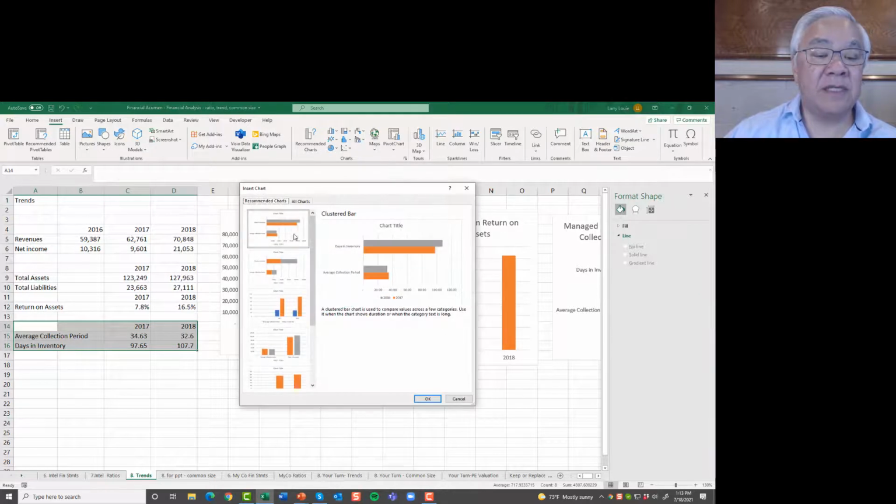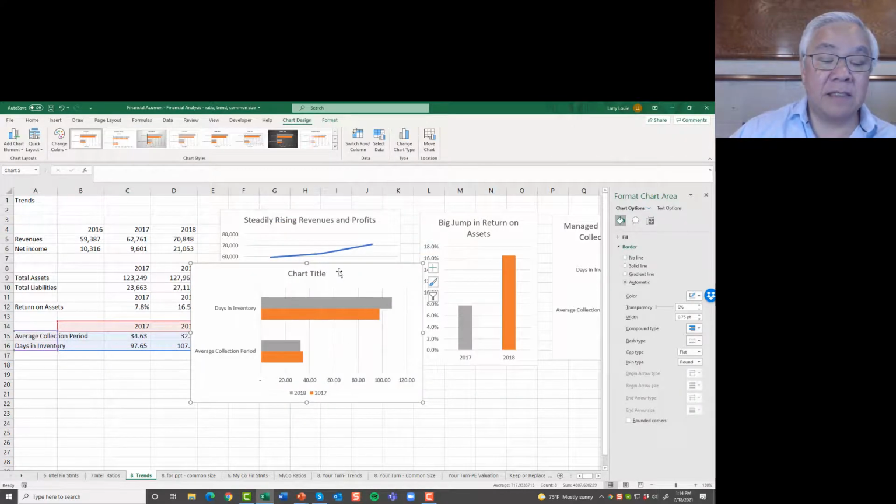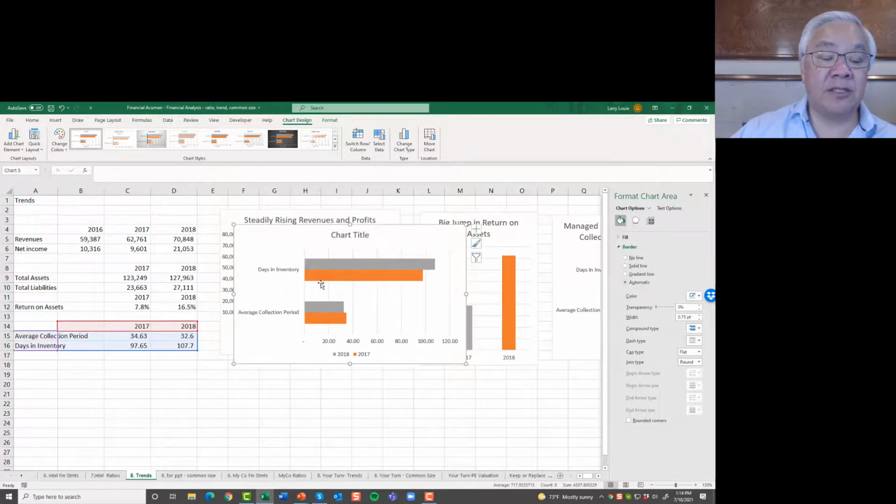All right, for the last one, we will shade the area and insert a chart. And here we see in the recommended charts this clustered bar, which is the grouping, and we'll say okay. And this is the chart that we had generated, right? And it shows us days in inventory versus average collection period. All right, so that's how we do the graphics.